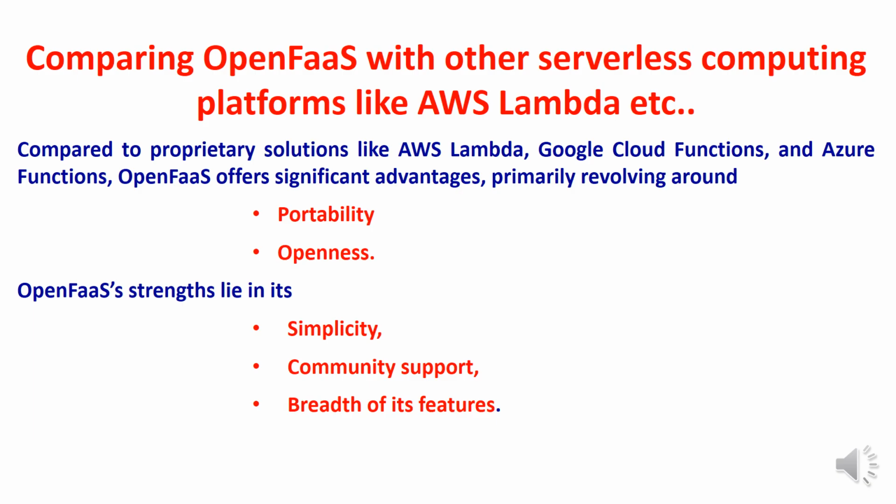Compared to proprietary solutions like AWS Lambda, Google Cloud Functions, and Azure Functions, OpenFaaS offers significant advantages primarily revolving around portability and openness. Unlike proprietary solutions that often impose vendor lock-in, OpenFaaS runs on any environment that supports containers, including popular container orchestration platforms like Kubernetes and Docker Swarm. This ensures the user is not tied to a single cloud provider.